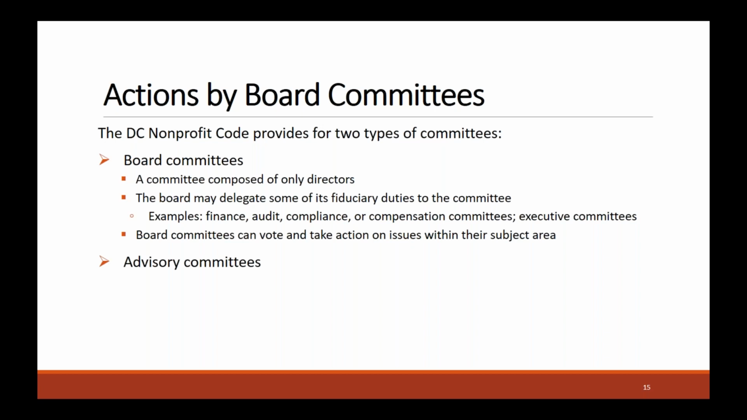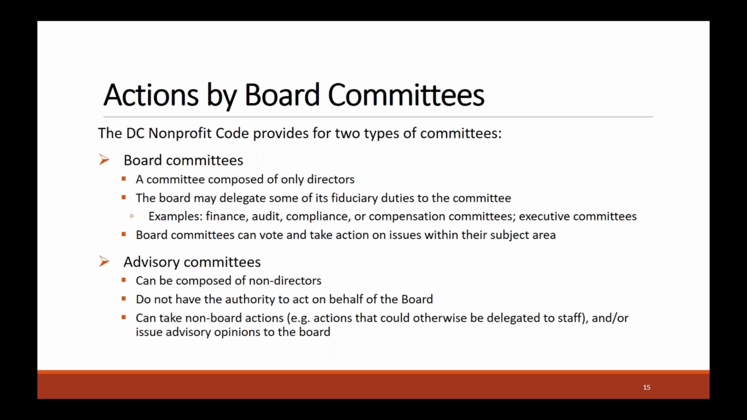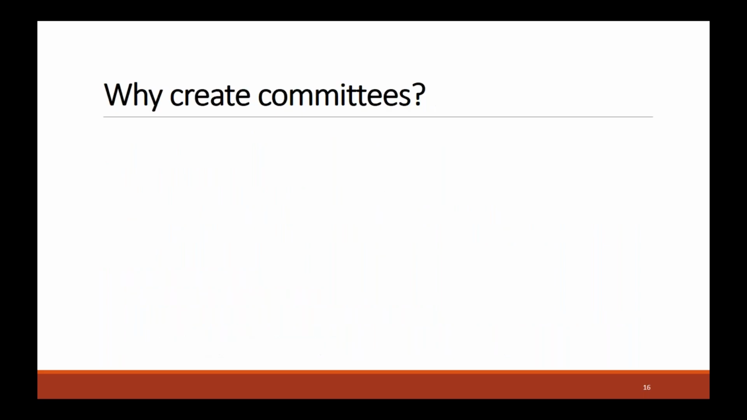And the second type of committee is advisory committees. Advisory committees can be composed of non-directors, but they do not have the authority to act on behalf of the board. They can take non-board actions, so those are actions that could otherwise be delegated to staff, or they can issue non-binding advisory opinions to the board. So you might have a fundraising committee, special event committee, public relations committee. You have a lot of different kinds of advisory committees.